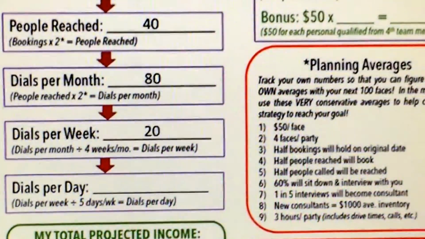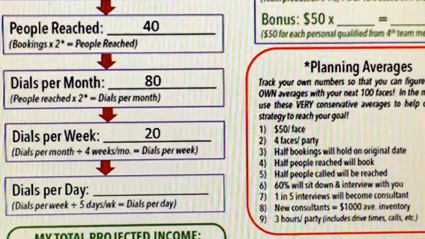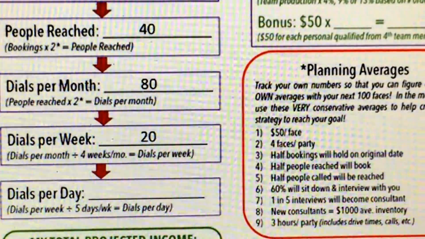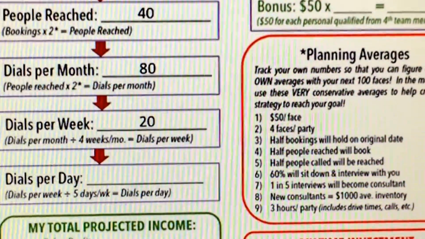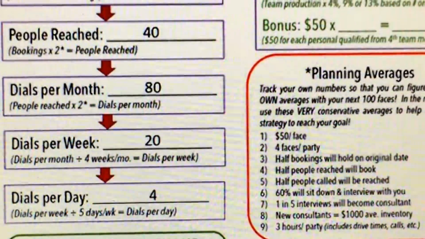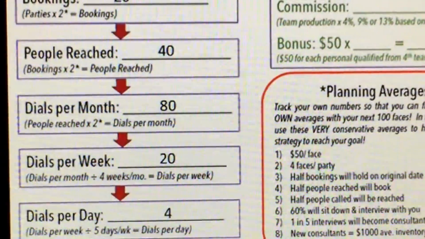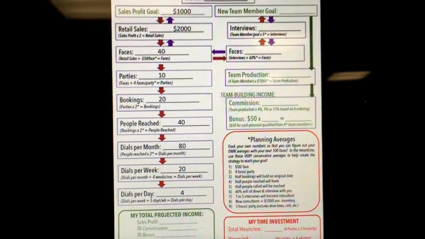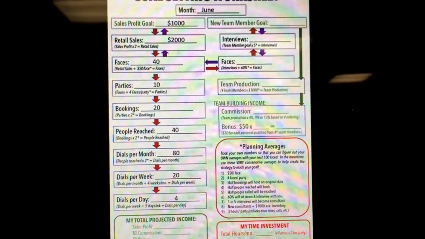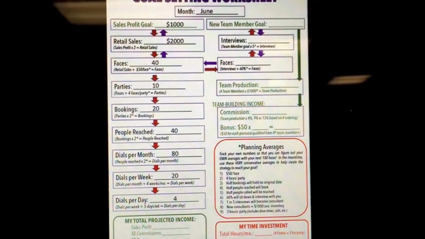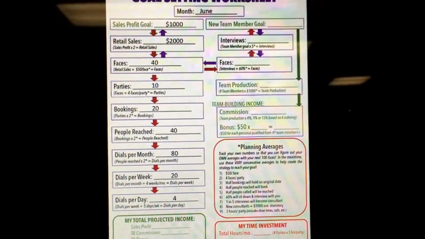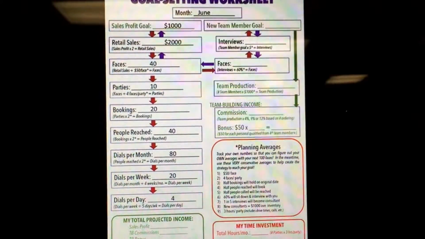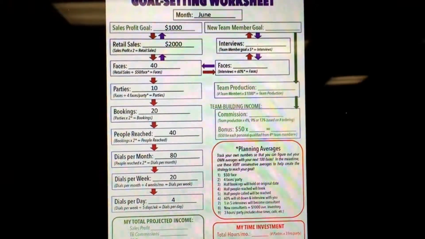Still sounding like a lot? Well, how many days a week are you going to do your dials? Let's just say for this conversation that you're going to be consistent and do it 5 days a week. So you take your 20 dials per week and divide it by 5 days, and that means 4 dials per day. So your original goal is $1,000 profit, selling $2,000, which sounds to some people like a lot, but if we were to break it down, how many calls a day does that really mean? I mean, 4 dials a day. Could you handle 4 dials a day in order to yield $1,000 of profit in a month?